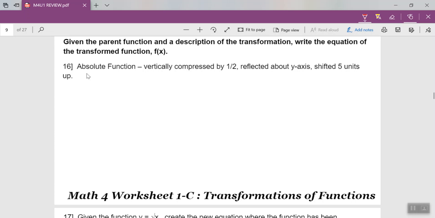All right, an absolute function. Vertically compressed, which is the same thing as flattened. And it's reflected about the y-axis. Now, the y-axis, that means the negative is going inside with the x. So we're going to say 1/2 outside, and we're going to say negative x. Oh wait, this is an absolute function, isn't it? Which means I'm doing this, and then shifted 5 units up. So that should do the trick.